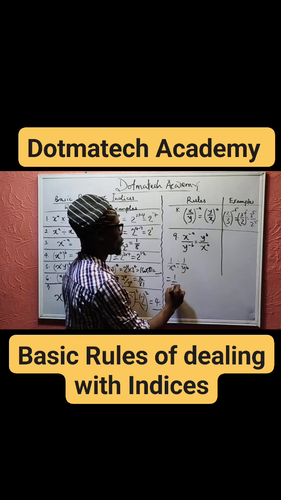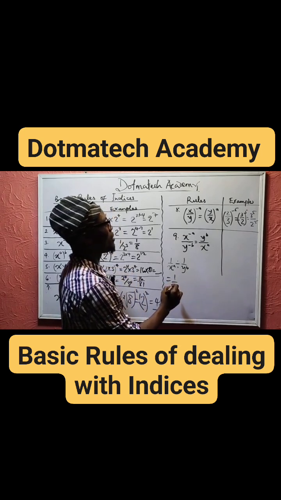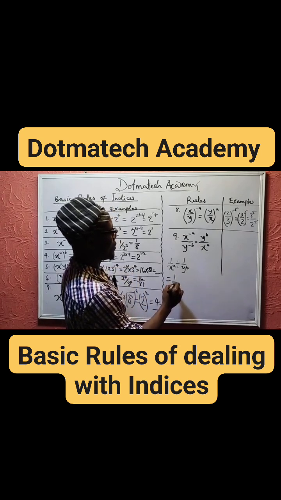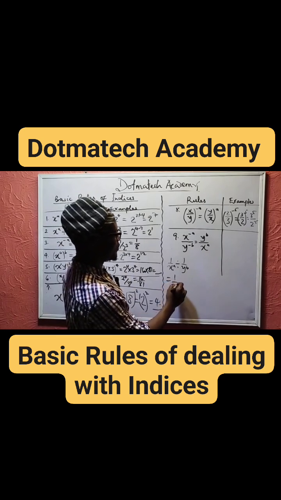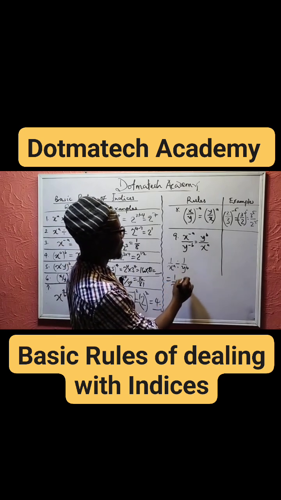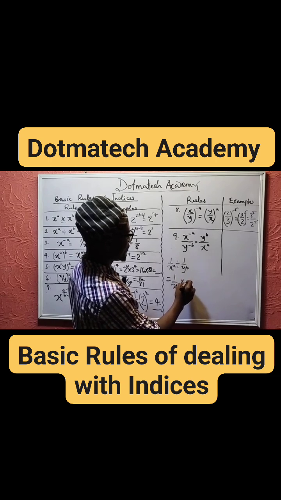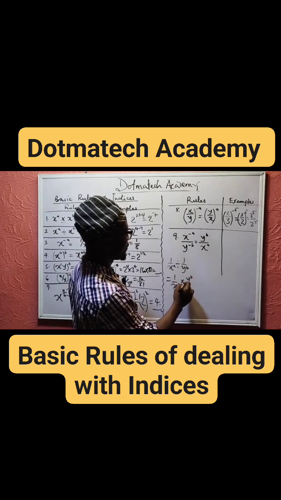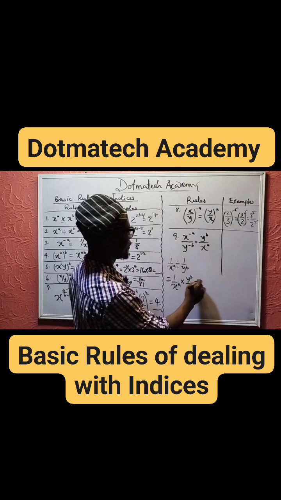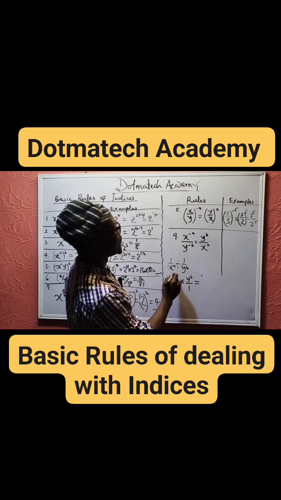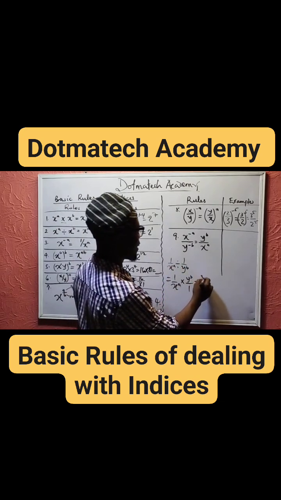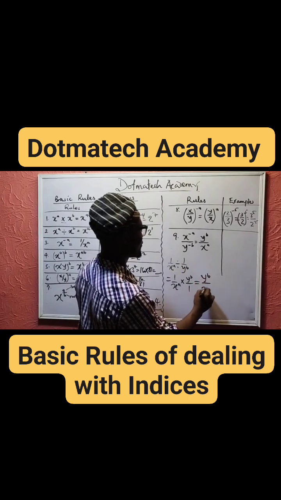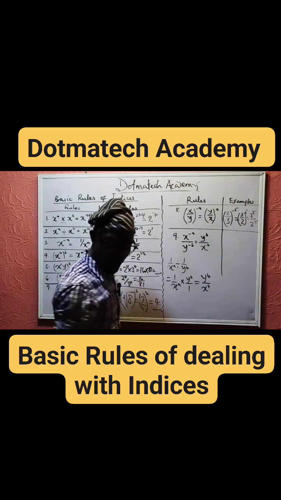When you do it this way, it becomes y over a, raised to power 1 over a, times y raised to power b over 1. And so y raised to power b over x raised to power a, which is what we have here.